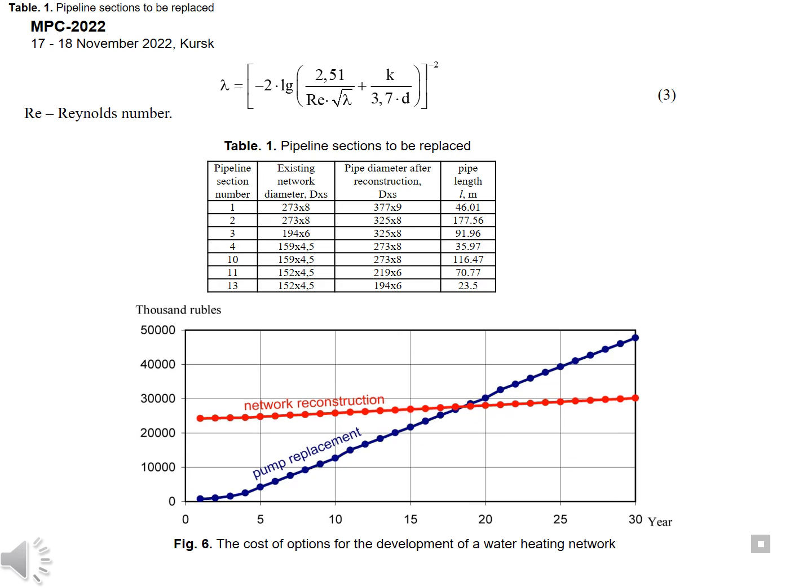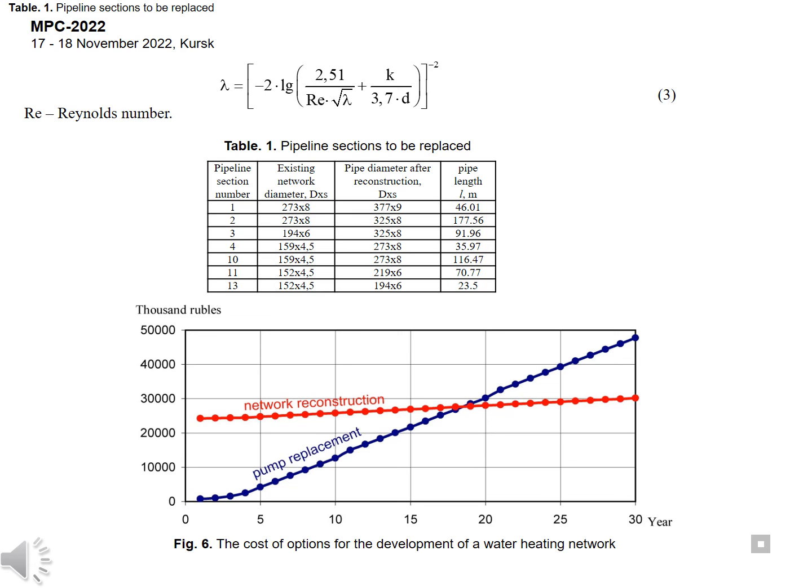To determine the economic feasibility of the considered approaches to the prospective development of the heating network, the cost of the options was determined. Taking into account the reconstruction of the heating network, the cost of electricity for 10 years, the replacement of the pump, the total cost will be 25.8 million rubles. For 30 years of operation, the cost will be 30.17 million rubles. This can be seen in Figure 6.